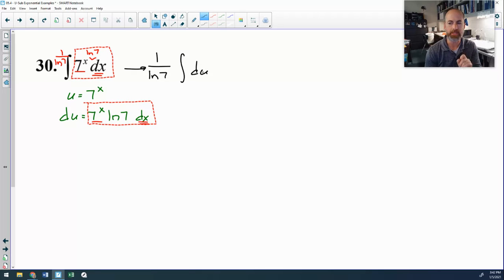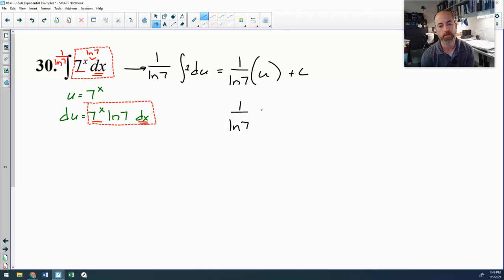So now we've got to look at this. What is the antiderivative of du? Well, there's a hidden 1 in there. The antiderivative of 1 du would just be u. So it's 1 over natural log 7. The antiderivative is u plus c. And then now I get to use the u. I didn't use it initially, but now I can plug my 7 to the x in. And the answer is 1 over natural log 7 times 7 to the x plus c. So there you go. That is how you would solve that with U-substitution. Now that said, that's a really bizarre thing to do, and it's kind of clean. It doesn't look like U-substitution.